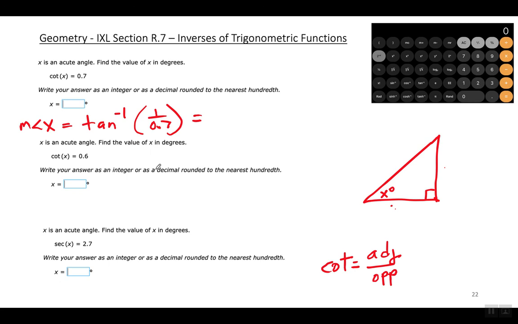So you could do it two ways. In your calculator, the first way is to put in 0.7, then hit the reciprocal button, then hit the inverse of tangent button. Or the other way is to do 1 divided by 0.7 equals, and then hit the inverse of tangent button, and you're going to get 55.01 degrees.